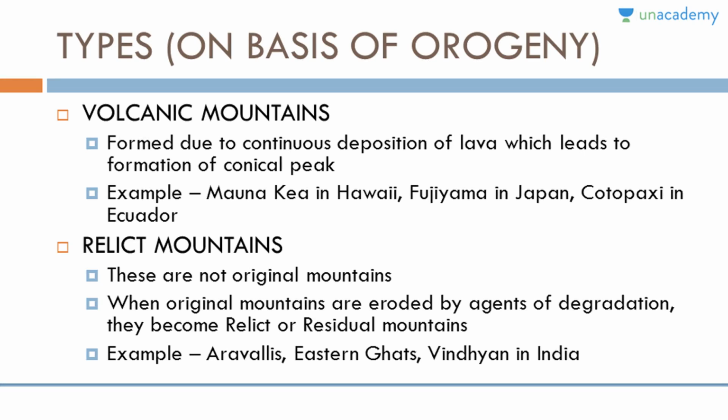The third type of mountains are the volcanic mountains, which are formed due to continuous deposition of lava, which leads to formation of a conical peak. The examples of such volcanic mountains include Mauna Kea in Hawaii, Fujiyama in Japan, and Cotopaxi in Ecuador. Relict mountains are not the original mountains, but these are formed when original mountains are eroded by agents of degradation, and after that they become relict or residual mountains. The examples of such relict mountains include Aravallis, Eastern Ghat and Vindhyan ranges in India.